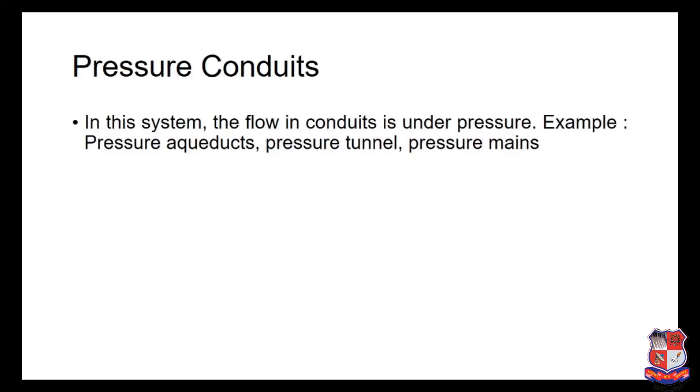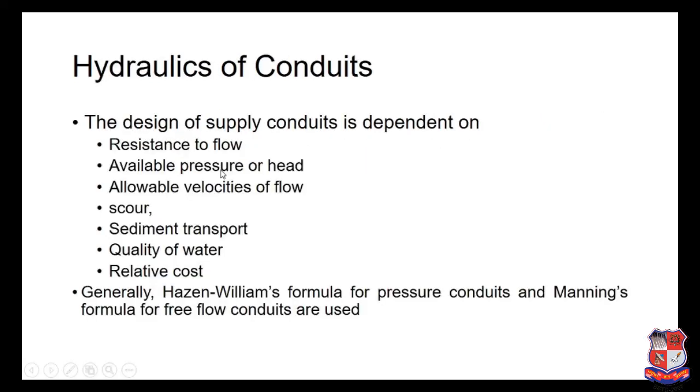In pressure conduits, as the name suggests, the flow in conduits is under pressure. For example, pressure aqueduct, pressure tunnel, pressure mains, etc. Then for the hydraulic design of the conduit, we have to see certain parameters. The design of the supply conduit depends on resistance to flow, that is frictional resistance. This depends on the smoothness or roughness of the pipe. If the pipe surface is rough, then the frictional losses will be more, and if the pipe surface is smooth, then frictional losses will be less.